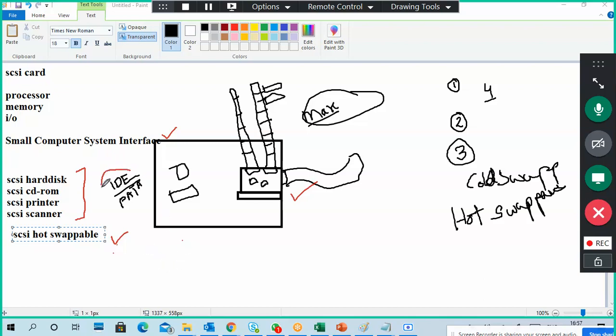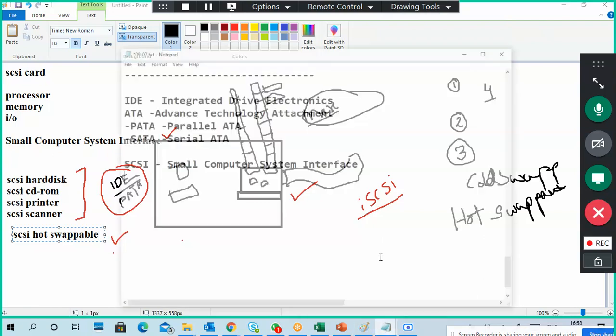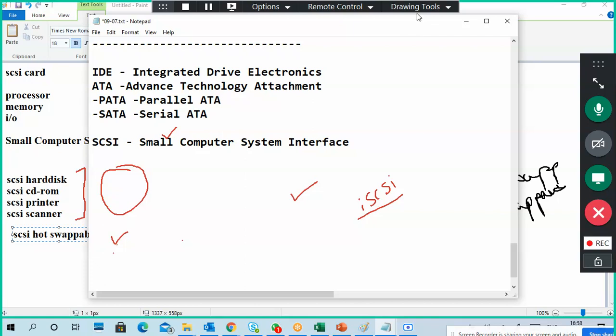In earlier days they used IDE and SATA types. Now we are using iSCSI, Internet SCSI. The actual SCSI name, it is not SCSI anymore, but we are following the name instead of introducing new terms. Next one is small computer system interface.